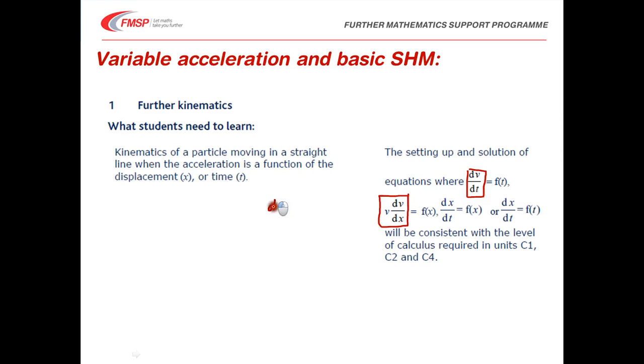Just to verify that chain rule differentiation there, dv/dt, the rate of change of velocity with respect to time, is acceleration, but using the chain rule we can write that as dv/dx times dx/dt, and dx/dt there is the equivalent of v here.